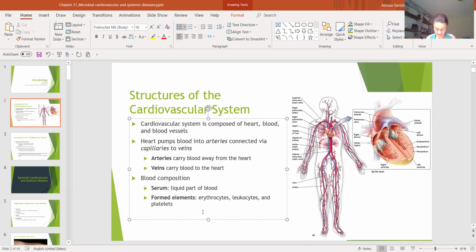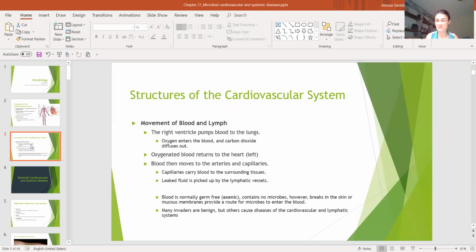So I'm looking down here to see what it is. I'll have to tell you guys, and I just don't know really. I feel like you basically have a really good understanding of this movement of blood and lymph.